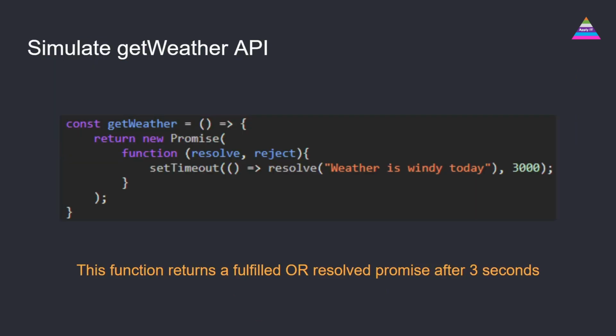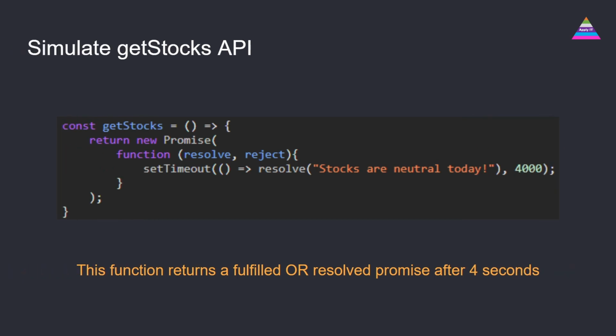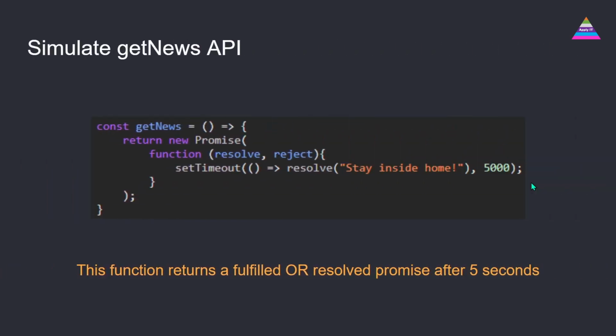So first we simulate the getWeather API. This function getWeather returns a fulfilled or resolved promise after 3 seconds. This function will return data as weather is windy today. So this is simulating a successful API. In the same way we simulate the getStocks API. This is also returning a fulfilled or resolved promise after 4 seconds. And we have the getNews API that is also returning a fulfilled or resolved promise after 5 seconds.